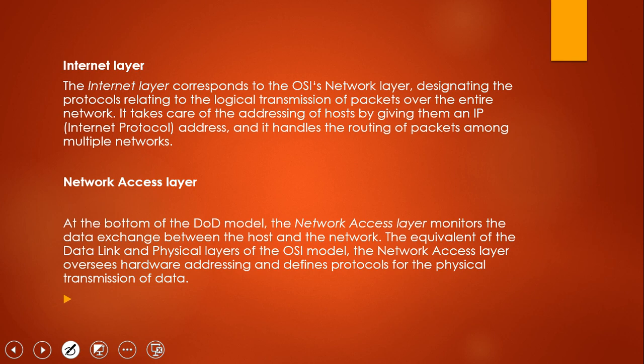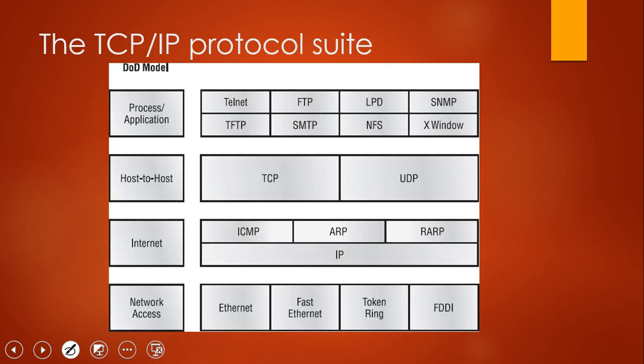The network access layer, at the bottom of the DoD model, monitors the data exchange between the host and the network, the equivalent of the data link layer and physical layer of the OSI model. The network access layer oversees hardware addressing and defines protocols for the physical transmission of data. So the TCP/IP protocol suite in the DoD model: process application has Telnet, FTP, TFTP, SNMP, SMTP; host to host has TCP, UDP; internet has IP, ICMP, ARP, RARP; and network access has Ethernet, Fast Ethernet, Token Ring, and FDDI.